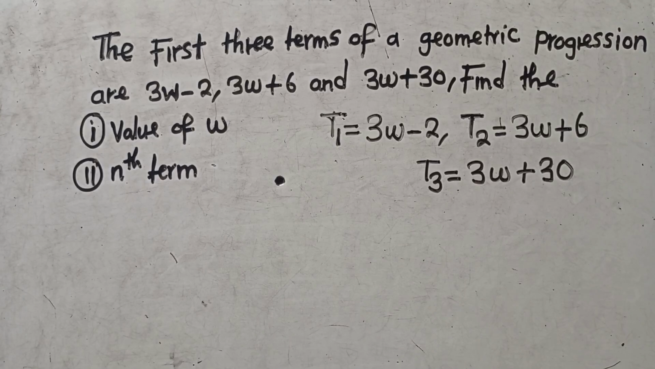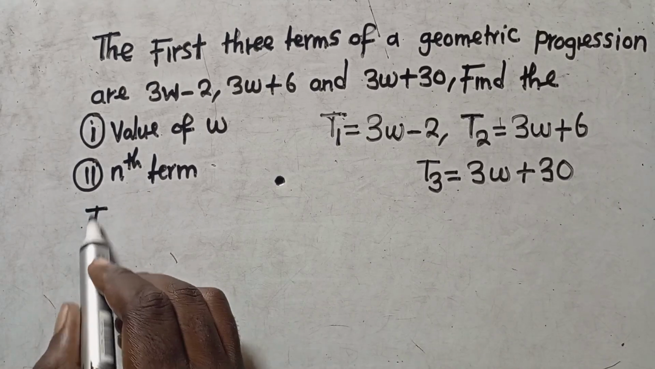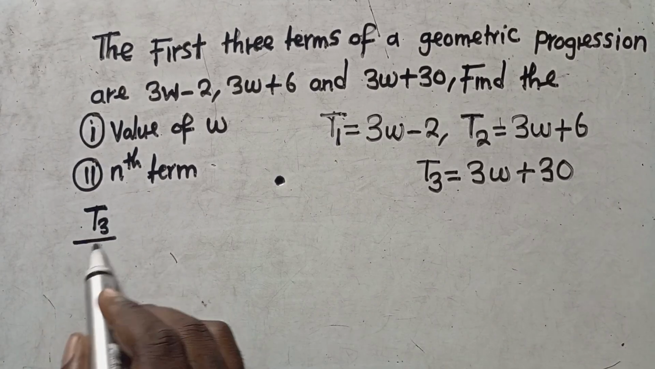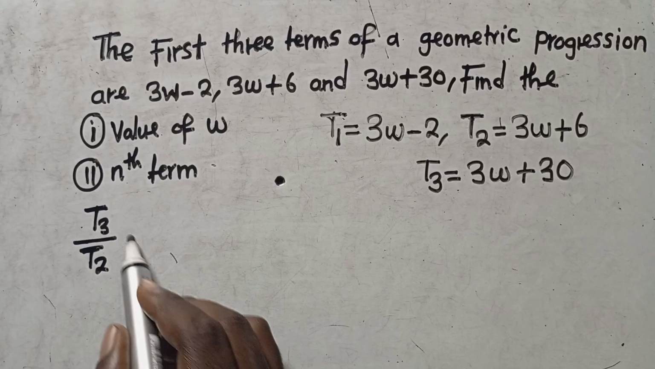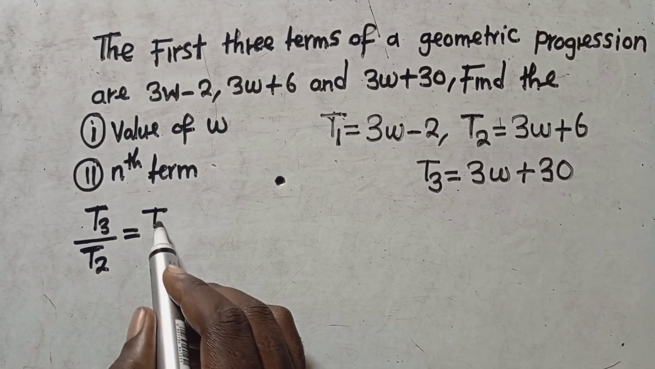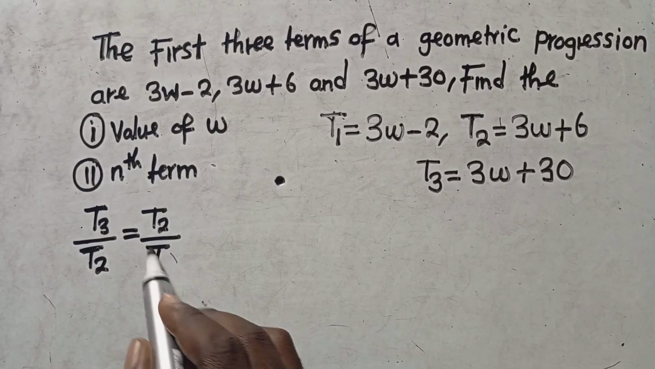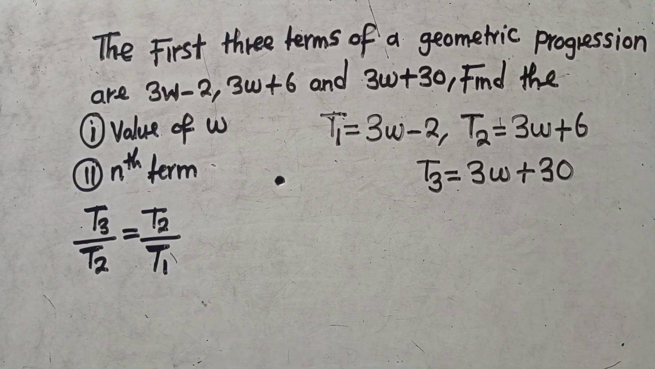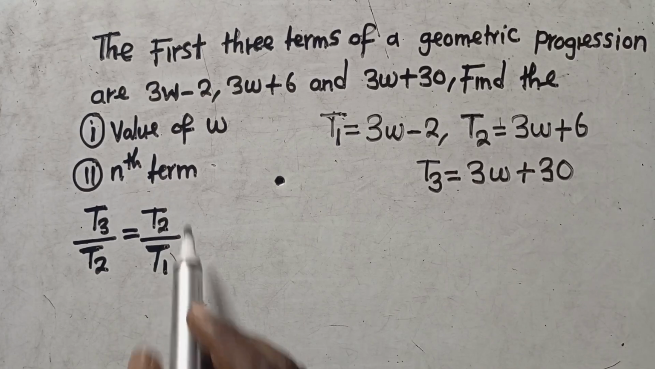For us to be able to find the value of w, we need to understand this particular formula. This is a formula we use, T3 over T2, which is equal to T2 over T1. So if this is your first time getting to know these particular questions, this is a formula you are supposed to know, and I want you to stick to this formula. What we do now, we just substitute.